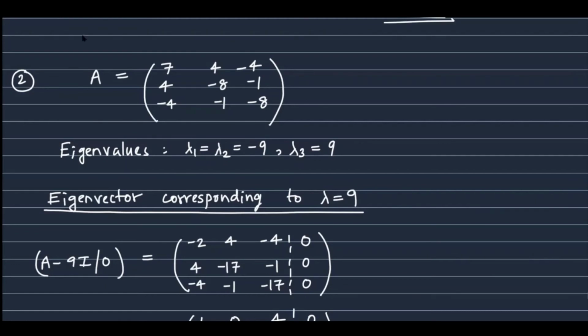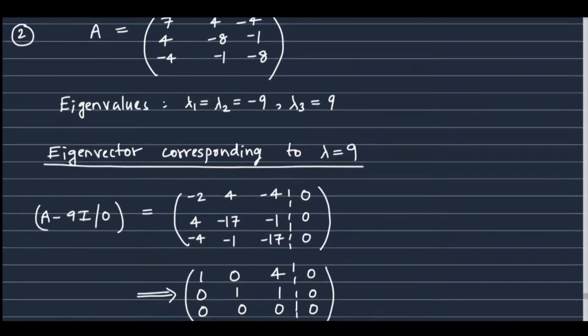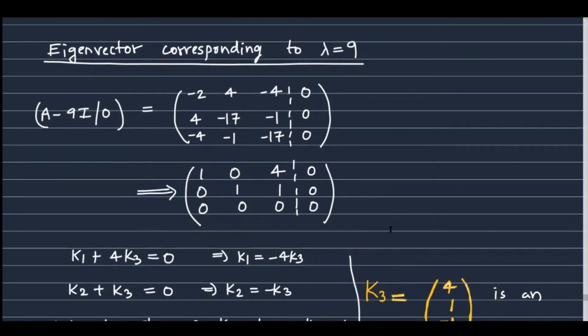So using the Gauss-Jordan method, we have this augmented matrix, and by using elementary transformation, the matrix takes this form: 1 0 4 0, 0 1 1 0, 0 0 0 0. So the first equation is k1 plus 4k3 equal to 0, and the second equation is k2 plus k3 equal to 0. From the first one we get k1 equal to minus 4k3, and from the second one we get k2 equal to minus k3.